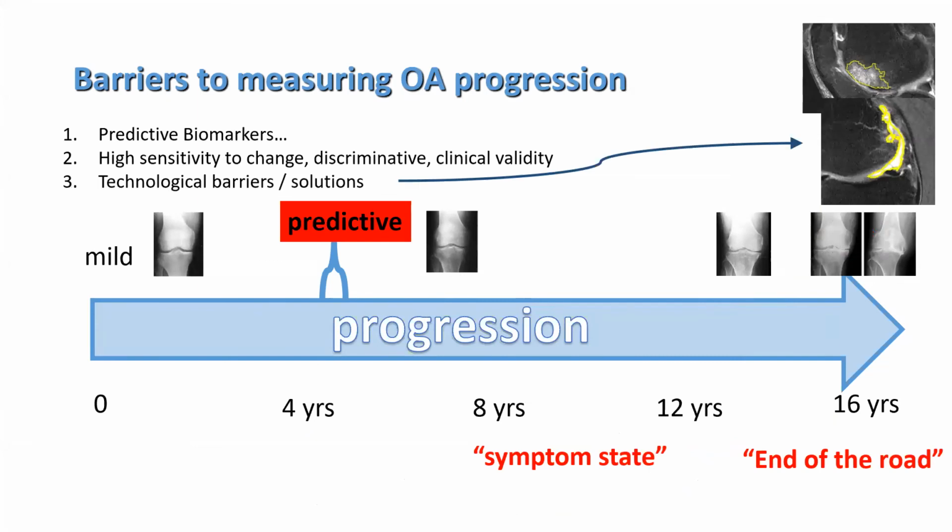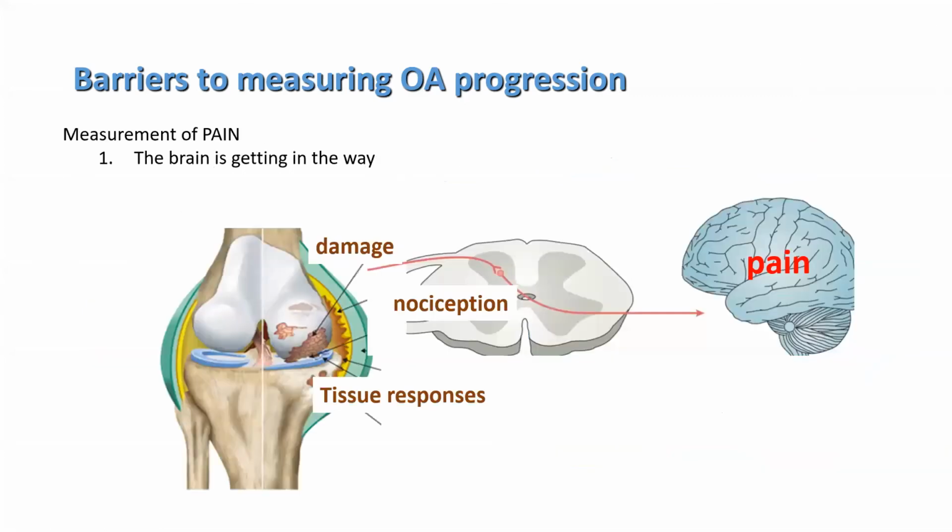But these predictive biomarkers need to have high sensitivity to change, demonstrated discriminative validity and clinical validity. And that's very difficult, although there are technological barriers but also potential solutions. And I think we've heard about some of those already.